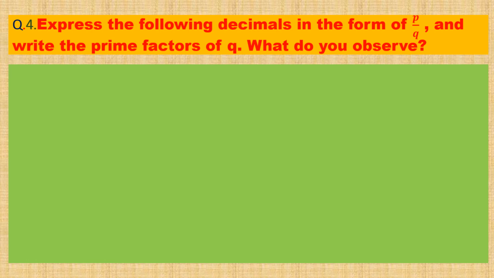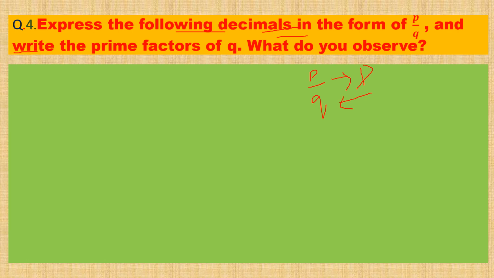So here is the next question. Express the following decimals in the form of p by q and write the prime factors of q. Okay, here he will give the decimal form, and you should convert into p by q. Whatever we have seen before was p by q to decimal form. Now he will give the decimal form and we should convert into p by q form. Simple, children.